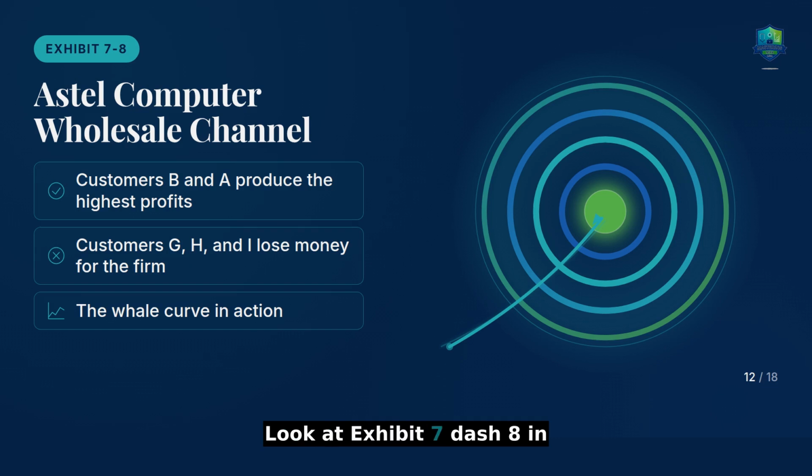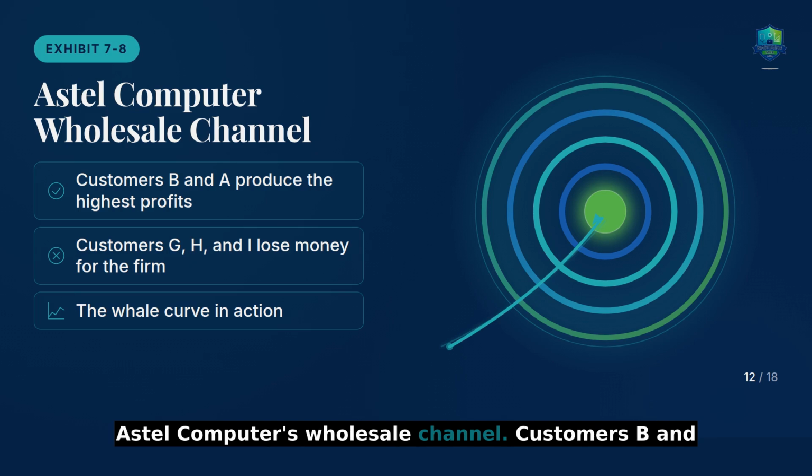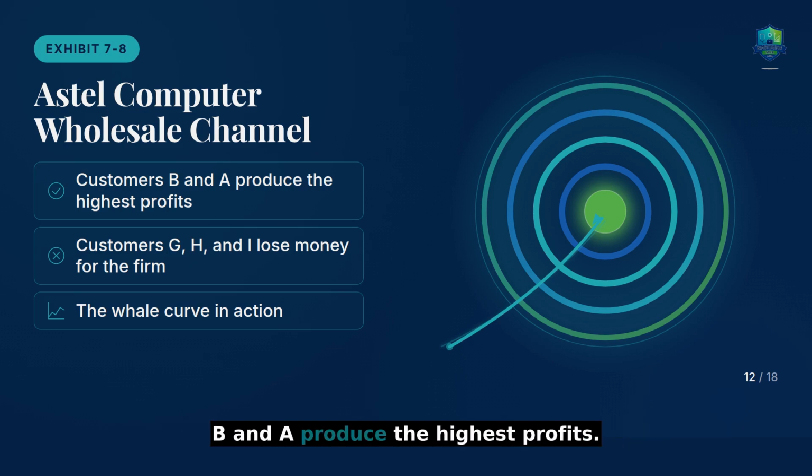Look at Exhibit 7-8 in the textbook. It shows Astel Computer's wholesale channel. Customers B and A produce the highest profits. Customers G, H, and I lose money for the firm. This pattern is the rule, not the exception.